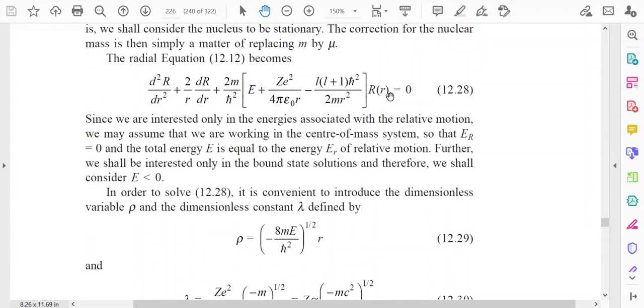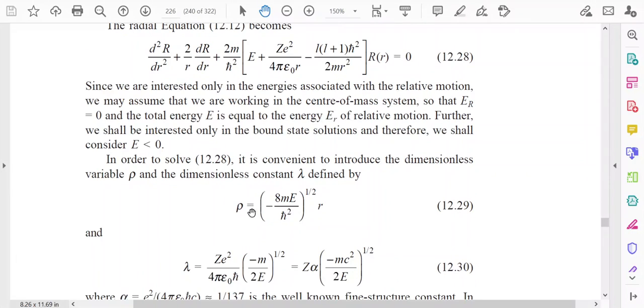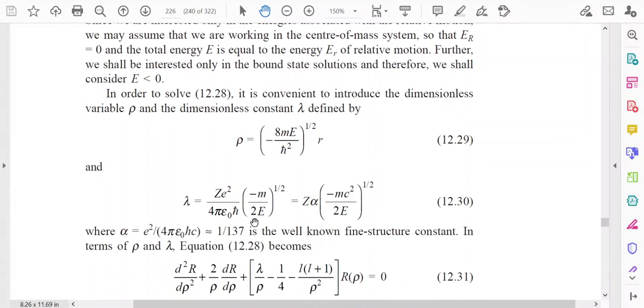Now, in order to solve this equation, we have to introduce two dimensionless variables so that this equation can be simplified. The first variable is rho. Rho is equal to (minus 8mE by h-bar squared) to the power half into small r. This is the first variable, and another variable is lambda.